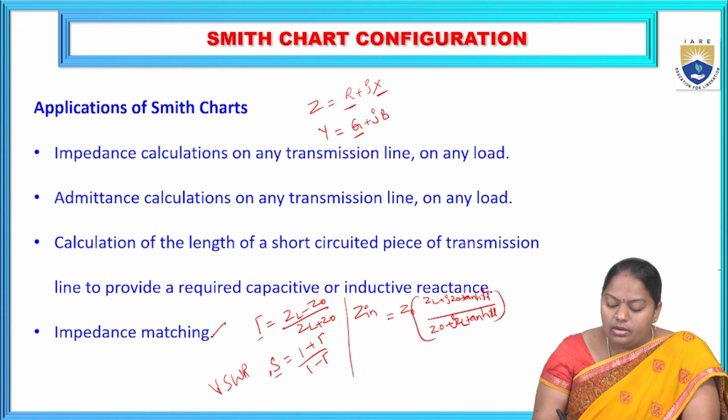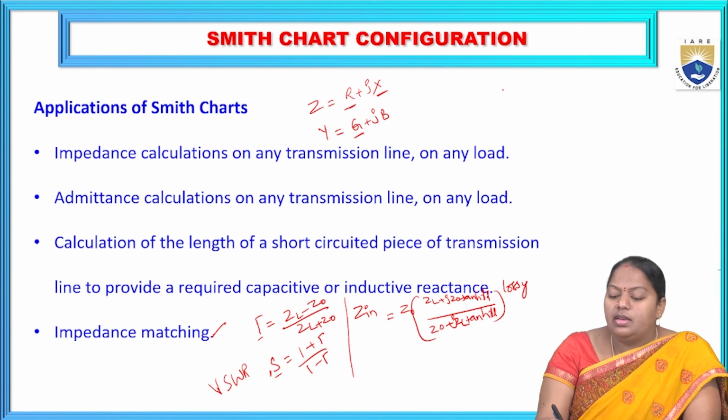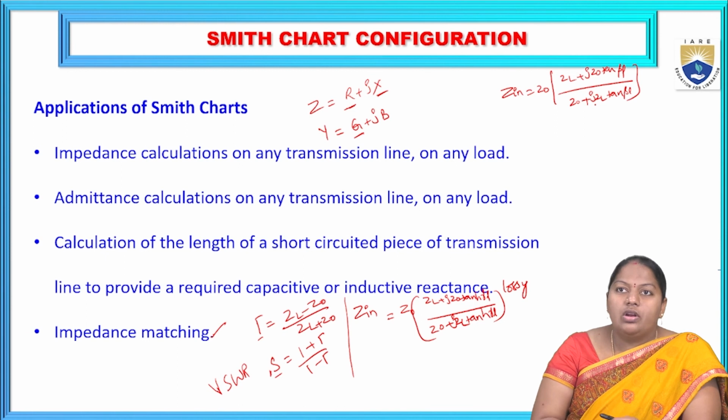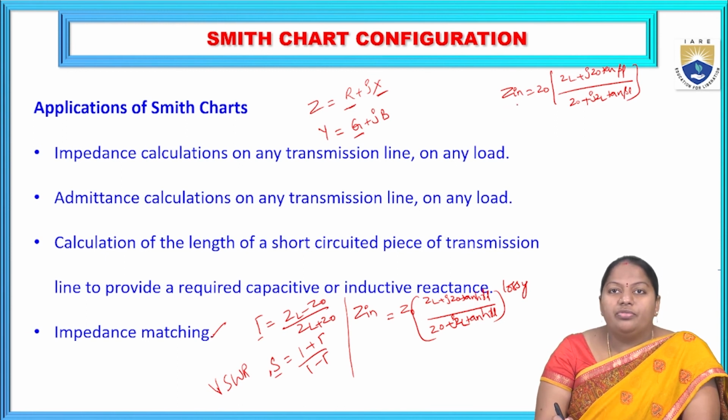Or in terms of hyperbolic gamma L, if you replace for it, this is for the lossy one. If you want to find the lossless one, then the input impedance Zin is given as Z0 into (ZL plus jZ0 tan beta L) by (Z0 plus jZL tan beta L). Right? So in order to do all such calculations with the help of graphs, we use Smith charts. With the help of this, we are able to find impedance matching also.